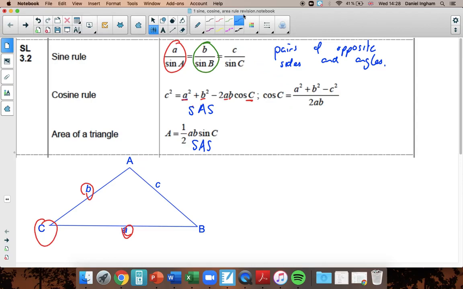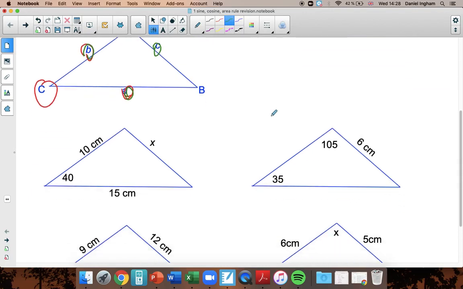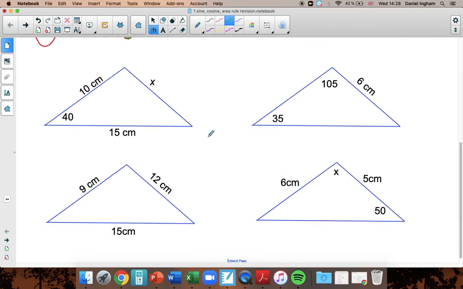And then when can we use this? Well, it's just basically when we've got side, side, side. So we can use this when we've got all three sides. Okay, so we need to memorize that. You don't need to learn the formulas because they're given to you, but you do need to memorize when you can use them.